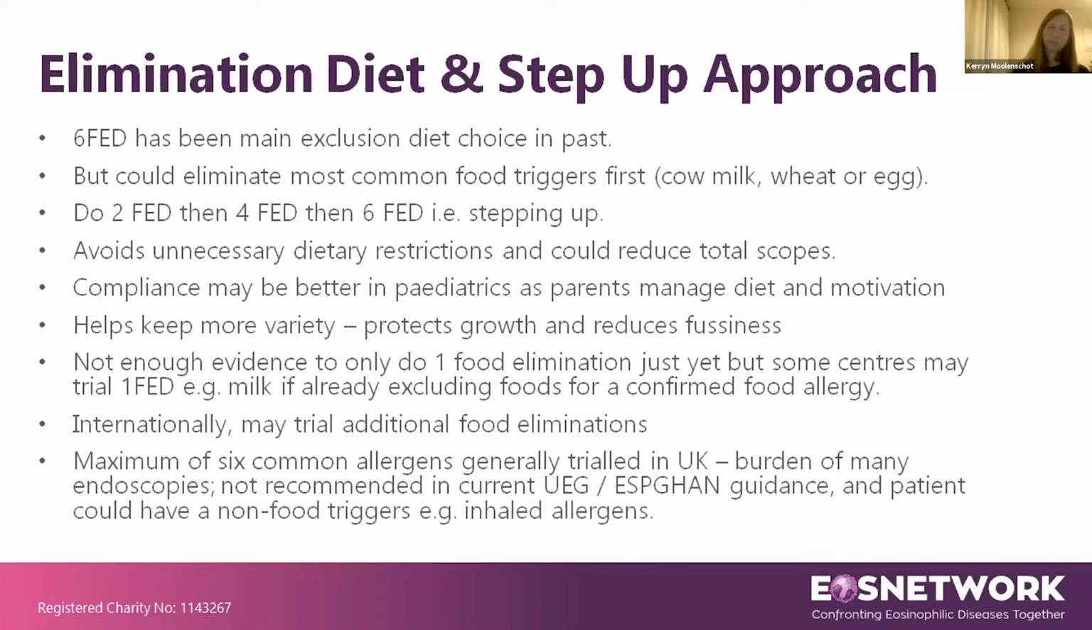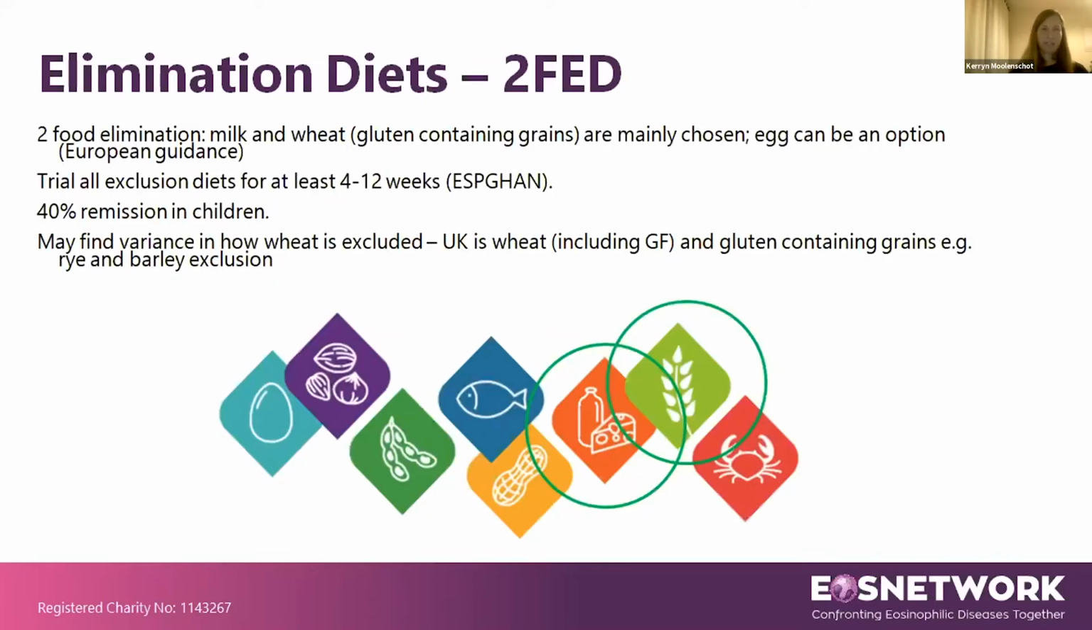So just quickly through the elimination diets. So 2 food elimination diet, that generally implies taking out milk and wheat, which is mainly gluten-containing grains in the UK. And egg may also be chosen as the first of the 2 foods to be taken out, and that's as per European guidance. It's one of the common triggers for EoE. And all exclusion diets should be tried for at least 4 to 12 weeks as per ESPGHAN guidance. And the 2 food elimination diet sees about 40% remission in children.